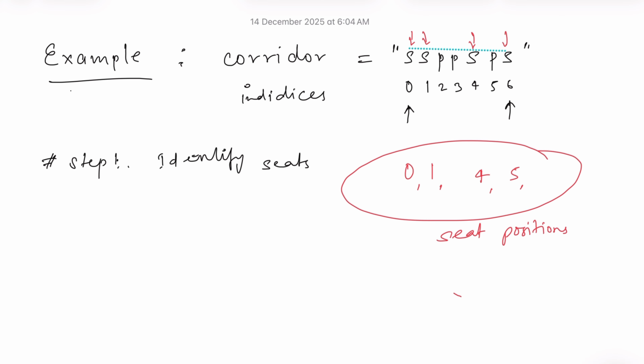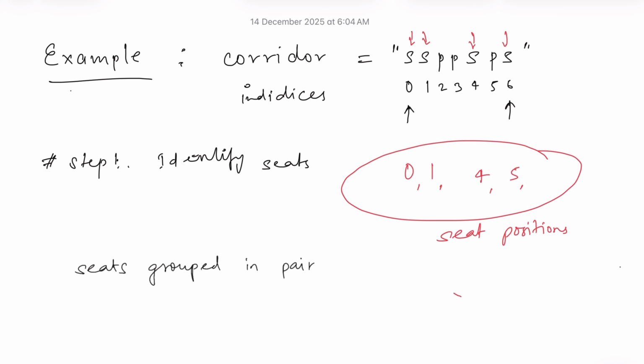Now let's understand what we need to do. Very first, if you see here, the seats are grouped in pairs. So let's mark it: let's group these seats into pairs.